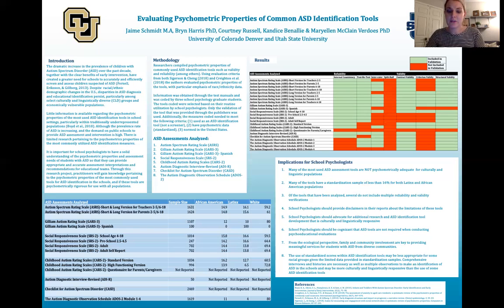So now that we had this protocol of how we were going to be reviewing these ASD identification tools, we needed to figure out what ASD identification tools we were going to look at. So we created an inclusion criteria to determine this. And we only used the validation of the tool that was provided through the publishers. Additionally, the measures coded needed to meet the following criteria. It had to be an ASD identification tool. It could not just be a screener. It had to have psychometric data, it had to be standardized, and it needed to be normed in the US.